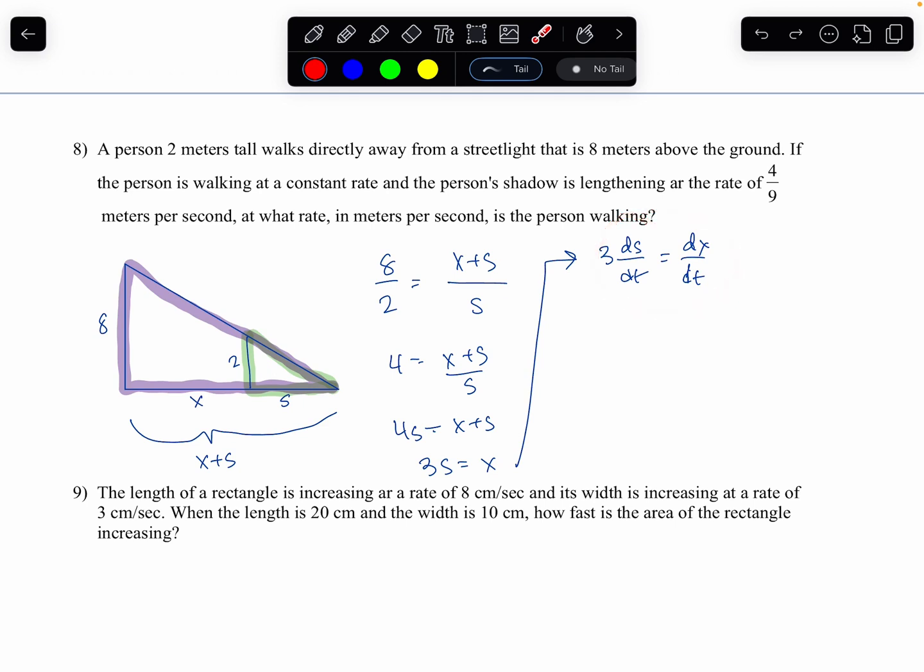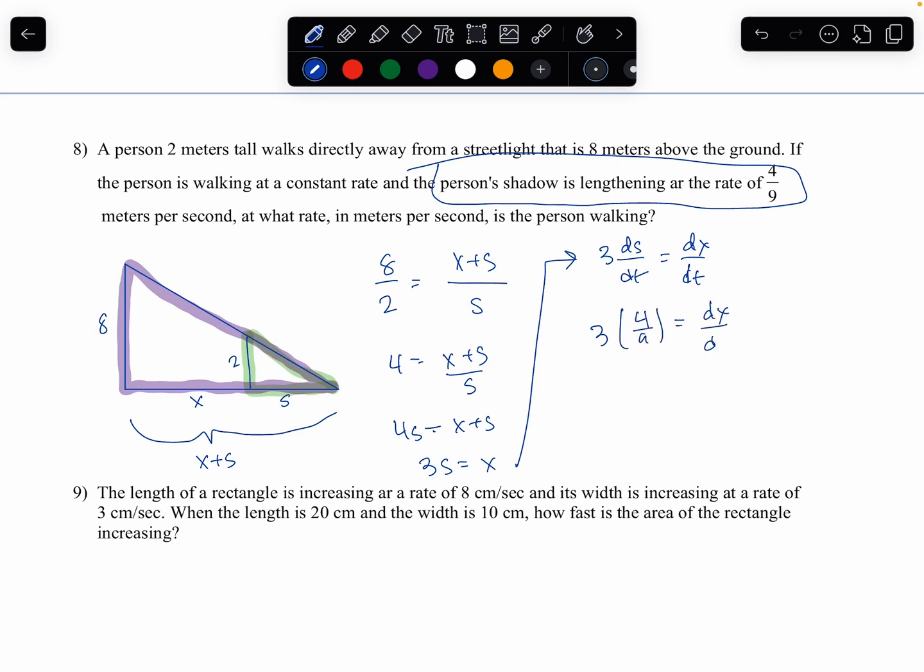We know that the person's shadow is lengthening at a rate of 4/9. So that's ds/dt. So 3 times 4/9 is equal to dx/dt, which is the rate at which the person is walking. That just means dx/dt is equal to 4/3, and that's going to be in meters per second. So that's how fast the person is walking away from the streetlight.